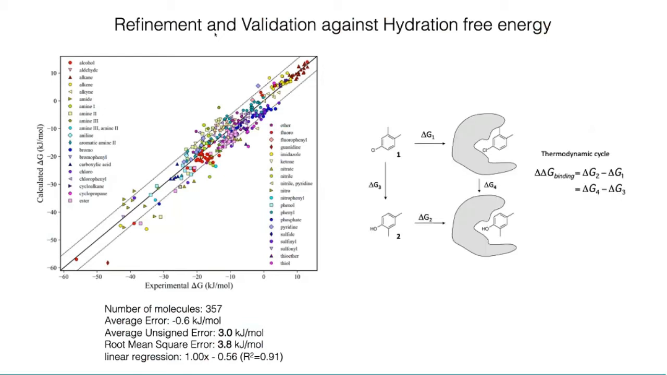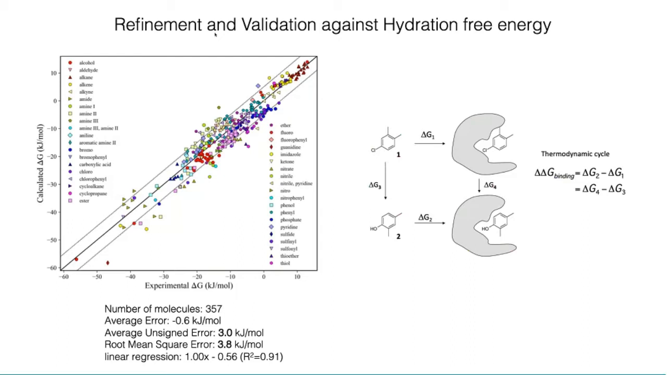So this is not the initial plot, this is the final plot. The initial plot was not that good. We had certain chemical groups which were scattered all over. So what we did was we systematically picked those functional groups, optimized those force field parameters, what we call parameterize them, and then reran and reproduced the hydration free energy.